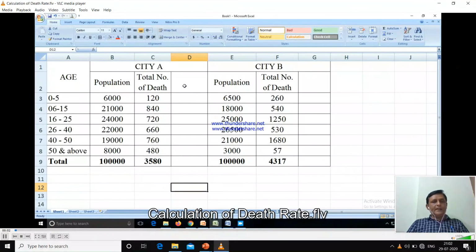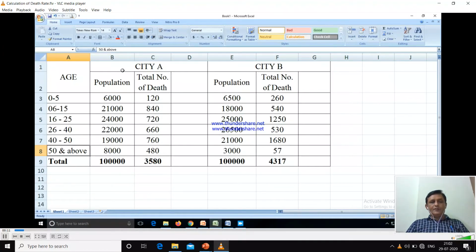Let's check. I covered that again into the Excel sheet for all age groups of 0 to 5 and 15 above. I took the total for city A and city B. The total population is 1 lakh, and the total death is 3580. City B's population is 1 lakh and city B's total death is 4317.